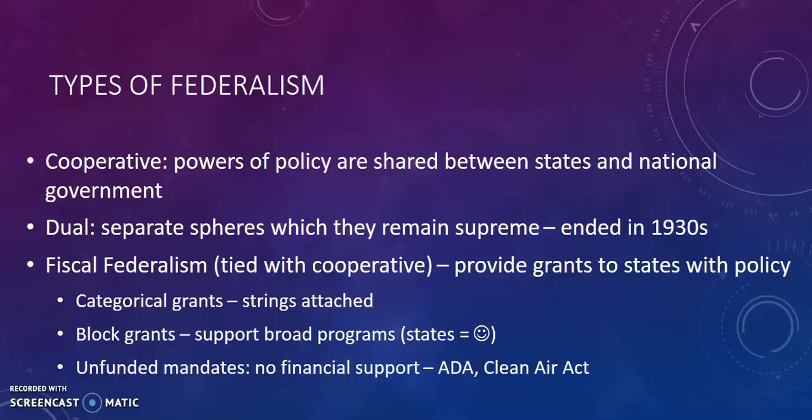There was really no overlap, and that's going to end under FDR following the Great Depression in the 1930s. And it has ushered in what's called fiscal federalism, which is very much related to cooperative federalism, where the federal government is going to provide grants to states. And these types of grants are going to come with money. So with that, if it's a categorical grant, there are strings attached. It can only be used for this purpose. So, for example, money only for roads.